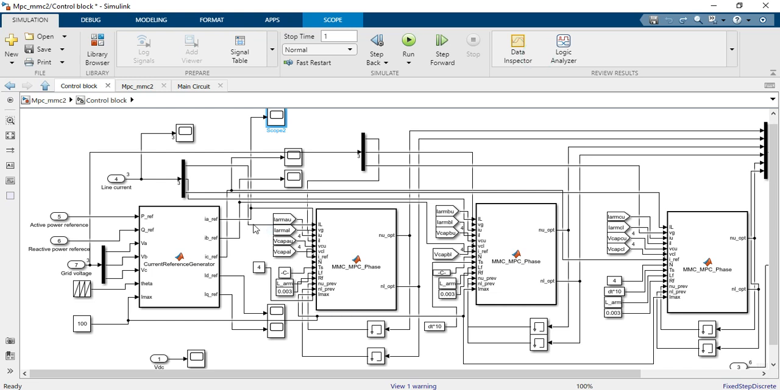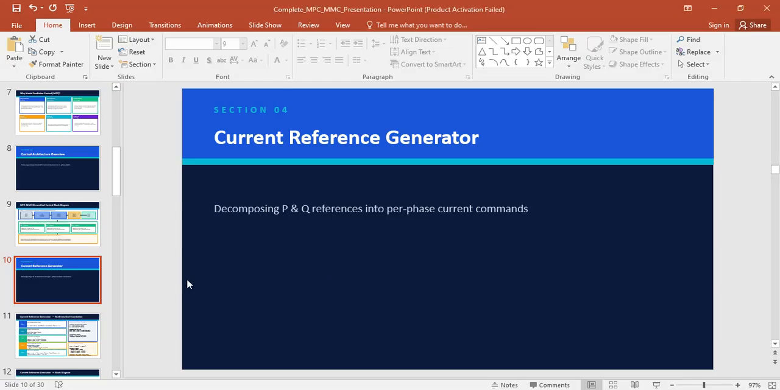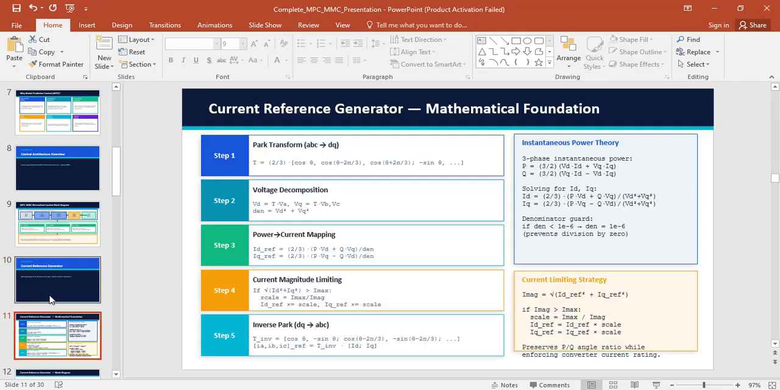So IL is the line current, VG is the grid voltage. Then you have upper arm current, lower arm current. So there are multiple inputs going in there. I'll explain them later, right? So this is the theory that applies in the current reference generator.